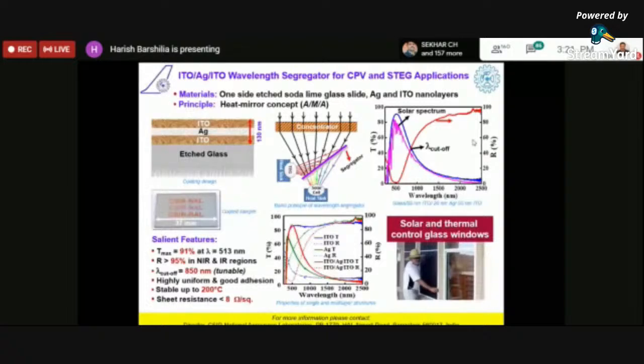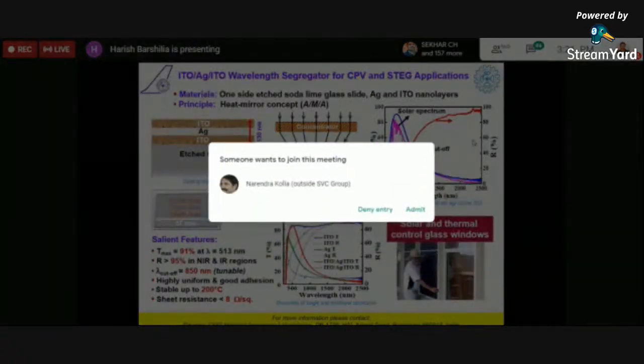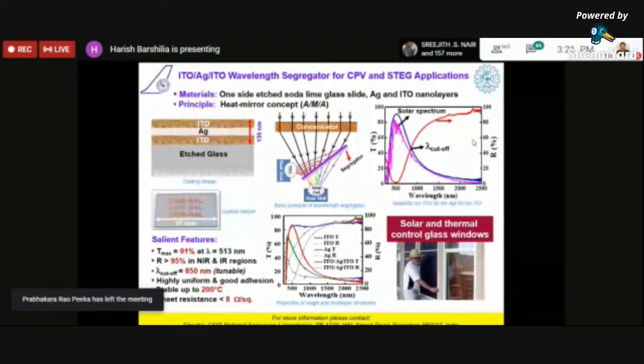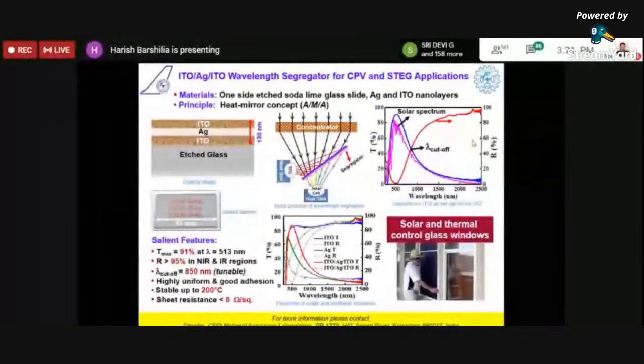Whenever solar radiation falls on any solar cell, in addition to absorbing in the visible region, the IR also gets absorbed, and after some time there will be a lot of heating. This heating is not good for the device because it reduces its performance.